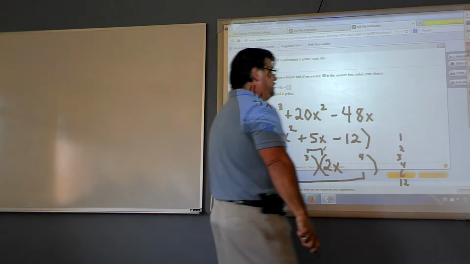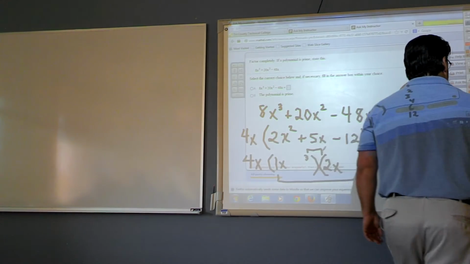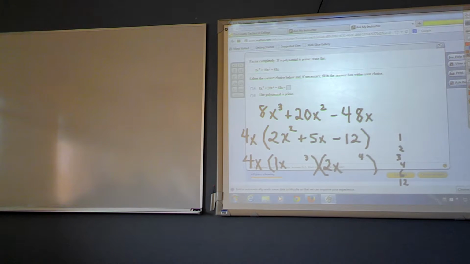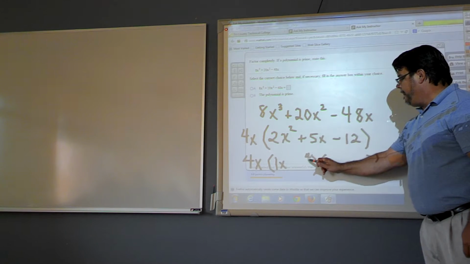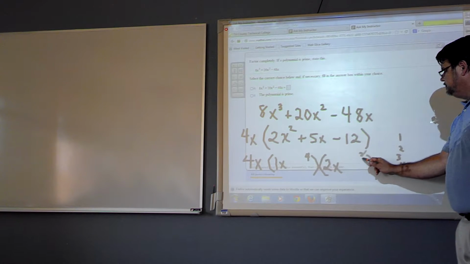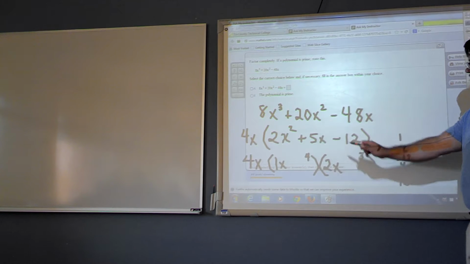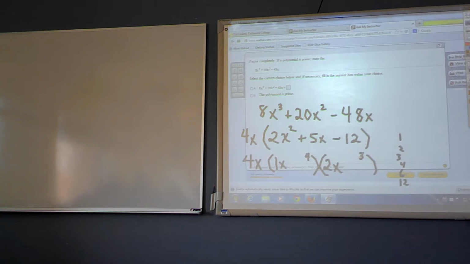No, so you can hit undo. And I'm gonna switch it, 4 here, and 3 here. 3x and 8x. Well, 3x and 8x give us a 5x.